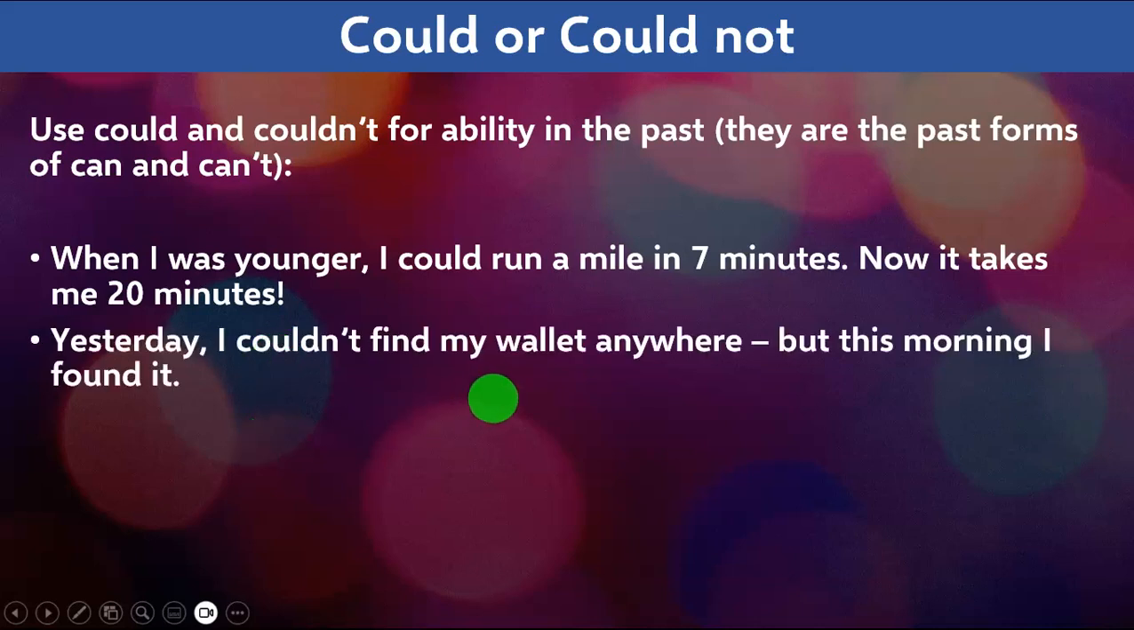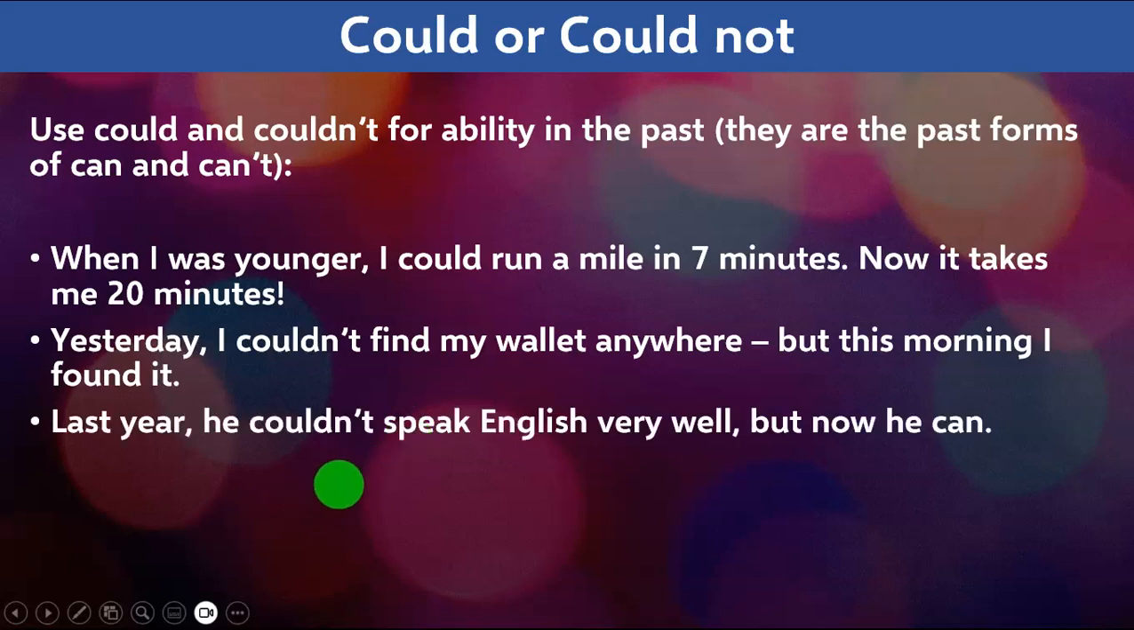Yesterday, I could not find my wallet anywhere, but this morning I found it. Again, something about the past. He could not find his wallet in the past, but this morning he found it. Last year, he couldn't speak English very well, but now he can. Couldn't speak English very well last year, right? Talking about an event in the past, but now he can. Okay, this is the present, but couldn't is being used for an event in the past.